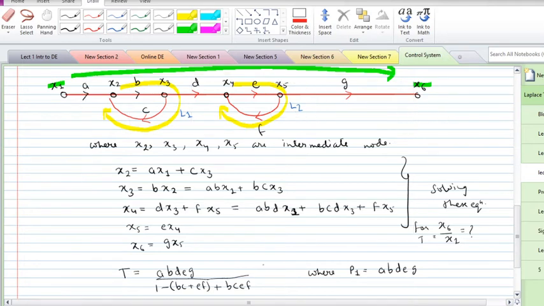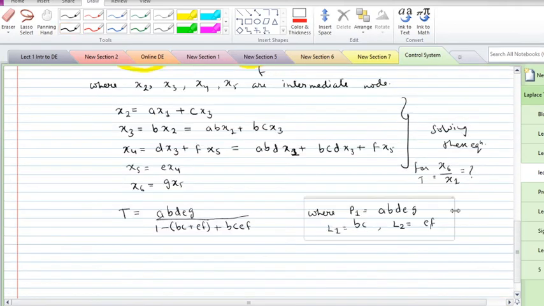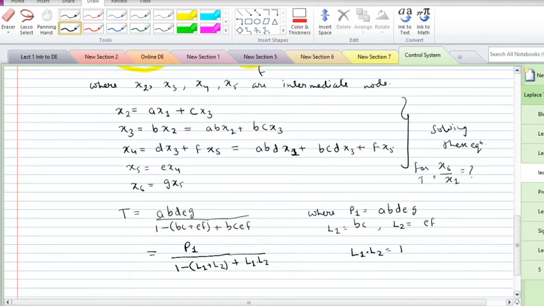So L1 is equal to BC, and L2 is equal to EF. Now if we substitute these values in this transfer function, then we find that it can be represented like this: 1 minus L1 plus L2 plus L1 multiplied by L2. You can also represent L1 multiplied by L2 as L12.